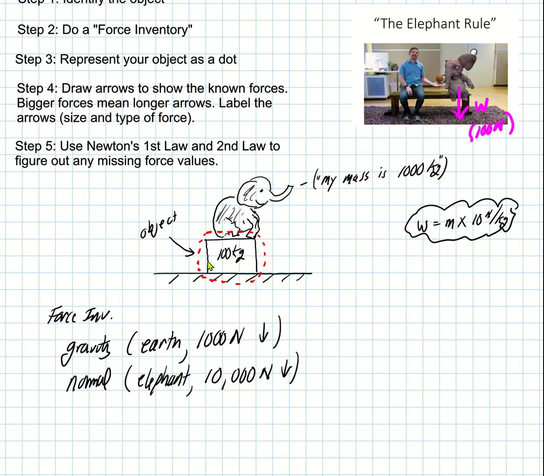Now, what else is happening here? Well, there's a floor, and the floor is pushing up. I don't know how much that is, but that's what we're going to use our force diagram to figure out. So there's another normal force, and it's going to be the floor, and I don't know what it's going to be, but it's going to be up. Okay, we are now ready to draw our force diagram.